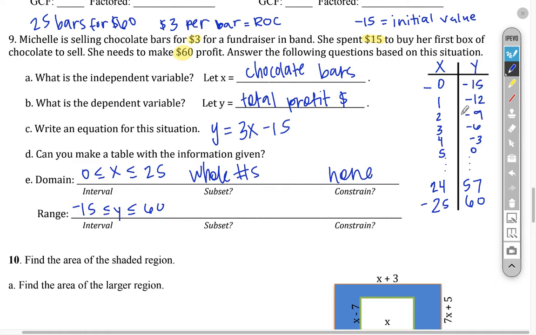Our subset here, we've got negative, 0, and positives, so this has to be integers. Remember, integers is anything that you see on a number line. And if you turned this the other way, this would look pretty close to a number line.